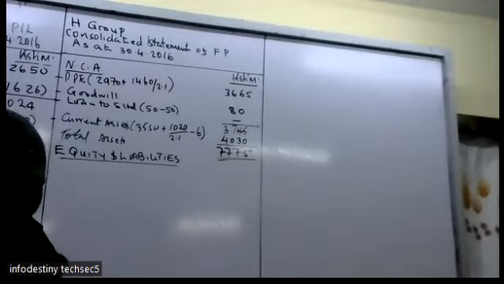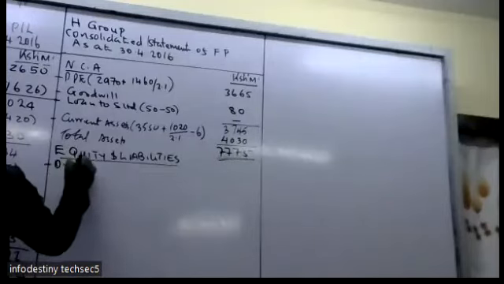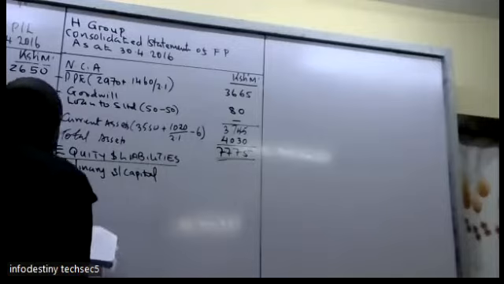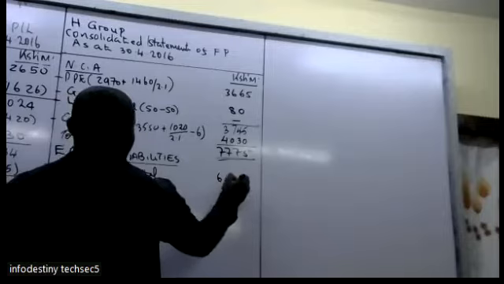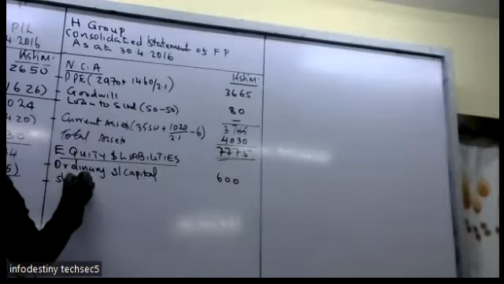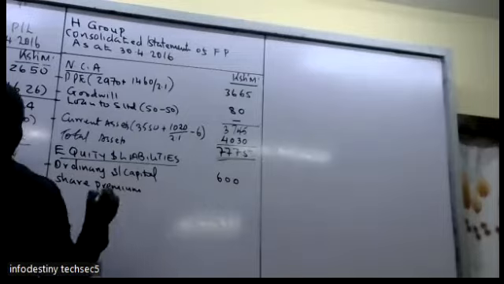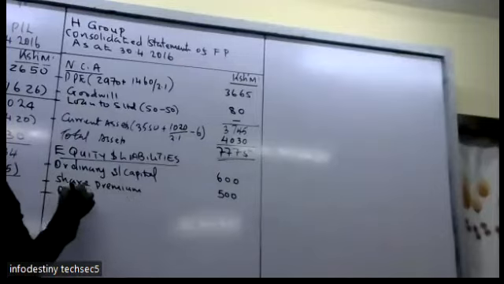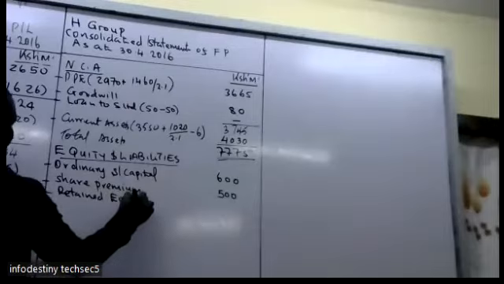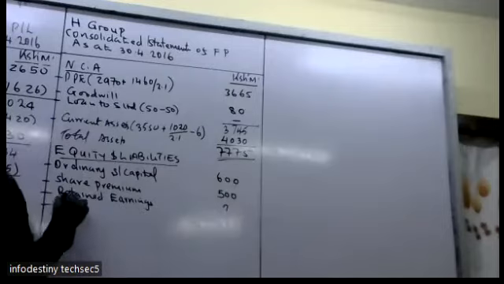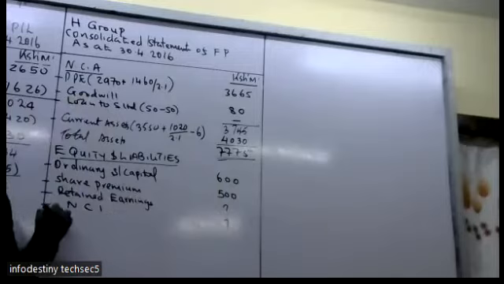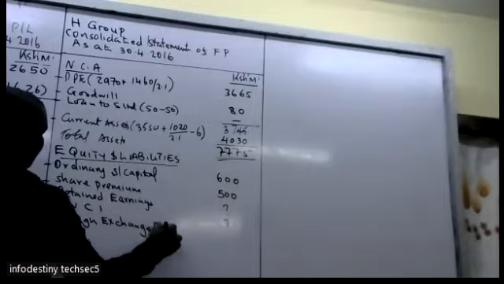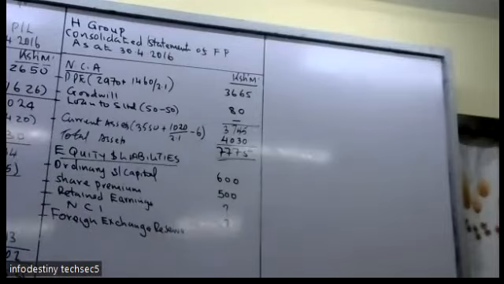Equity and liabilities, we have ordinary share capital. Ordinary share capital, parent only, yeah? So parent only is how much? 600. Share premium, 5. Retained earnings, story for another day. NCI. Also, you will have to capture foreign exchange reserves.